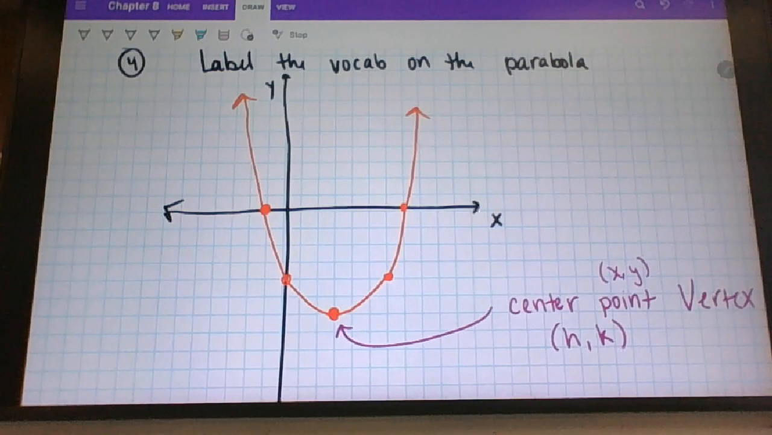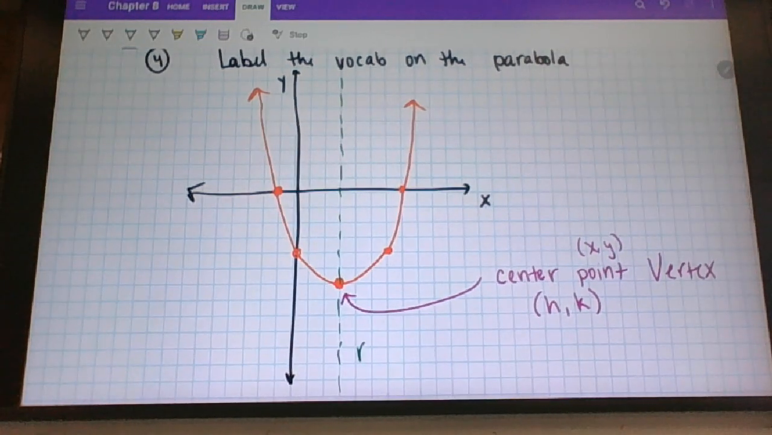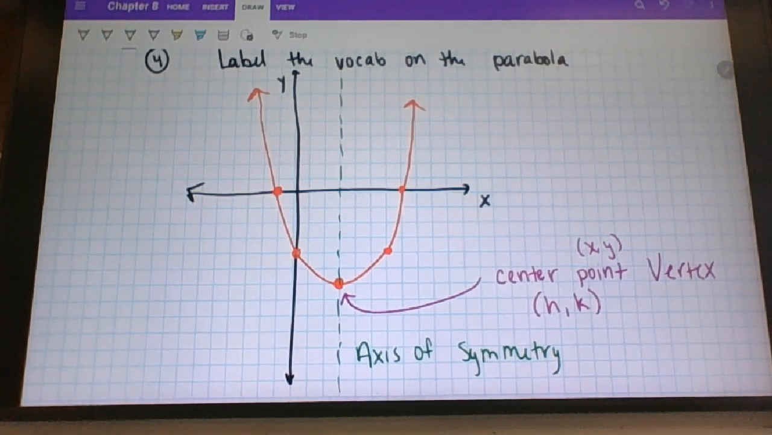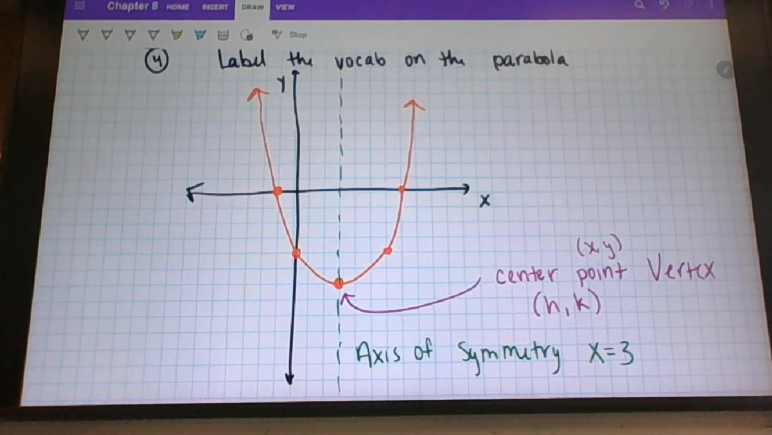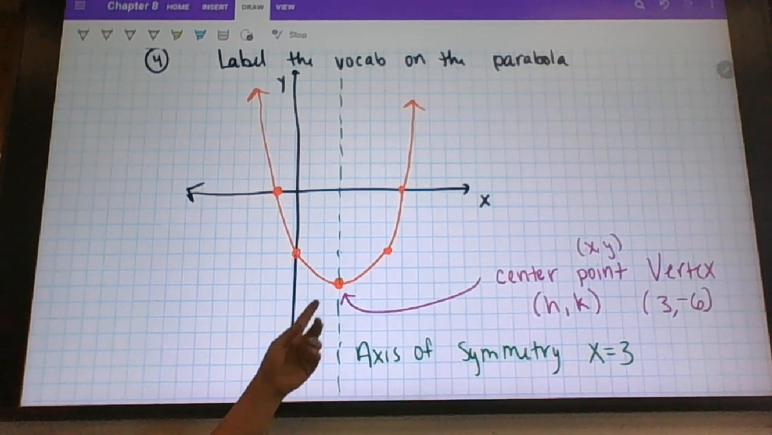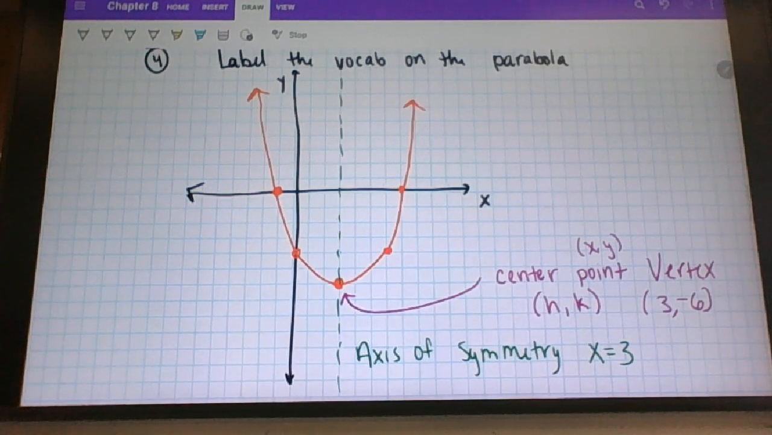This is a cool part of parabolas. It's a dashed line. This is called the axis of symmetry. You know symmetry. So all parabolas are perfectly symmetrical. If you fold it in half, it'll match. So here, axis of symmetry is the line x equals 3. I guess I could have told you the point of the vertex. For this parabola, it was 3, negative 6. So you got your vertex, you got your middle line, which we call axis of symmetry.